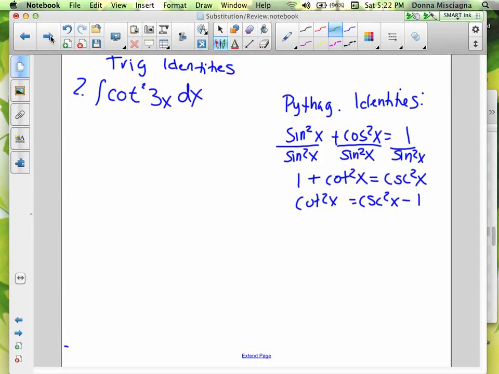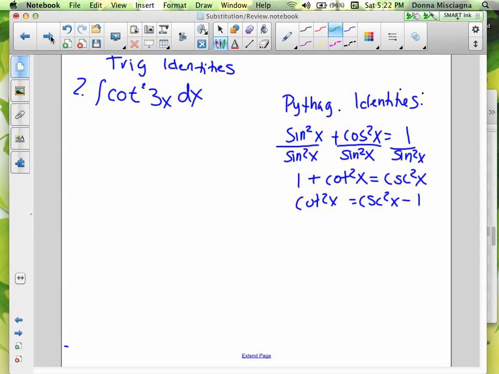Excuse me, this one is not a substitution, but it is a rewrite. Again, it's a trig identity. Okay? I looked at it just a little bit too quickly. This one is super easy. We've got cotangent squared 3x dx. I can replace that with something that I can integrate because cotangent squared 3x is not going to be it.